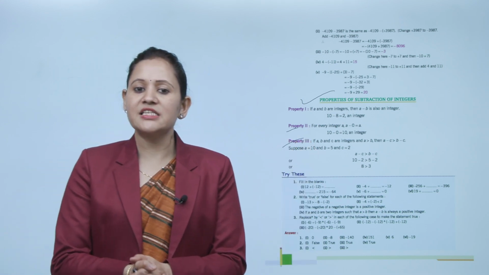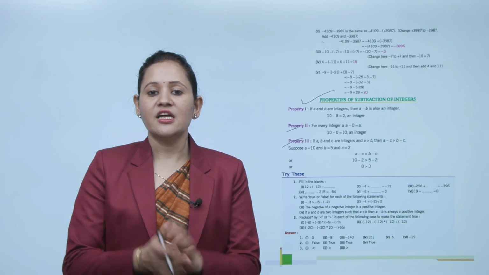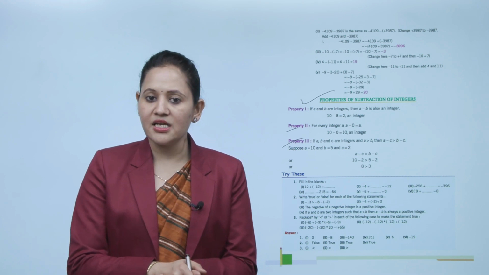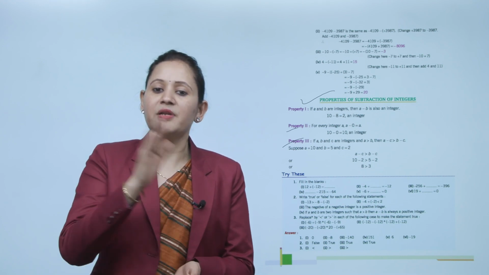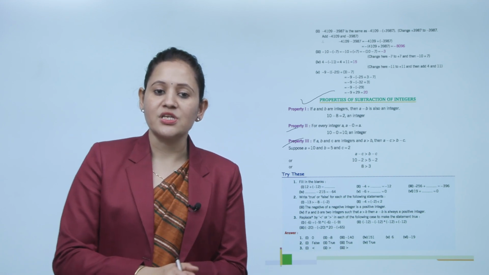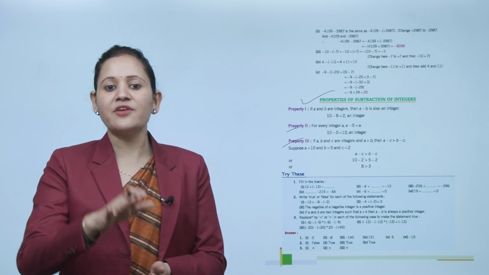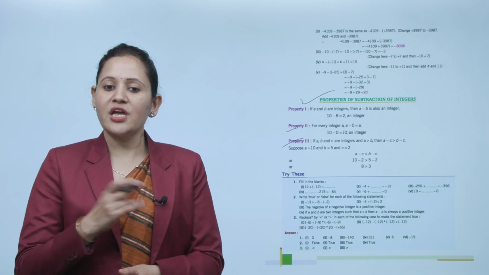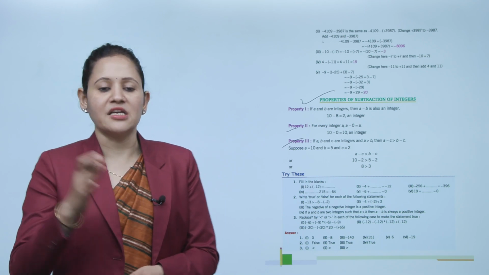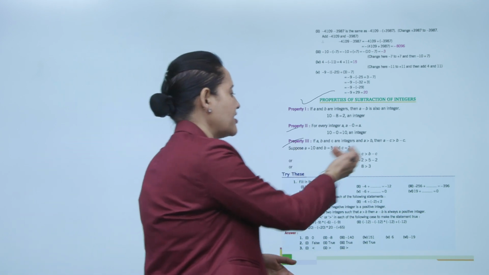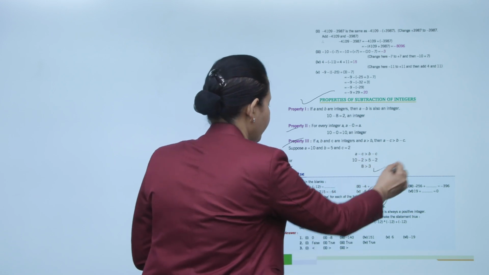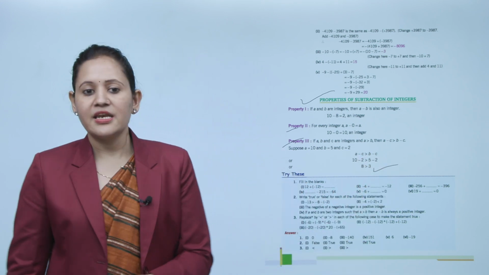Property 3. If a, b and c are integers, and a is greater than b, then a minus c will be greater than b minus c. Suppose a is 10, b is 5 and c is -2. So, a minus c will be greater than b minus c. Means 10 minus 2 will be greater than 5 minus 2. Clear? Next, try these.